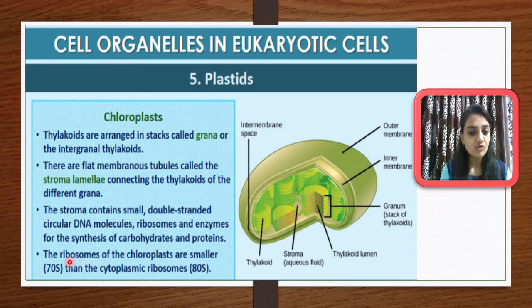The personal ribosomes present inside the chloroplast are smaller than the cytoplasmic ribosomes. You can compare it with the mitochondria. Inside the mitochondria there are 70S ribosomes, and inside the cytoplasm there are 80S ribosomes. In this way, inside the chloroplast there are also ribosomes of type 70S, that is 70 Svedberg units. Outside, in the eukaryotic cell, the cytoplasm will have 80S, that is 80 Svedberg units.